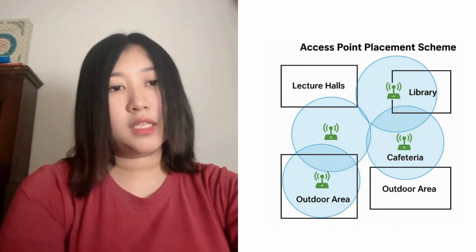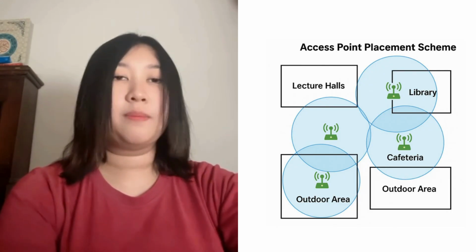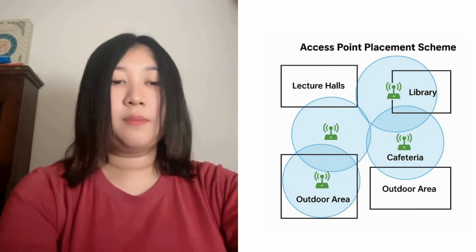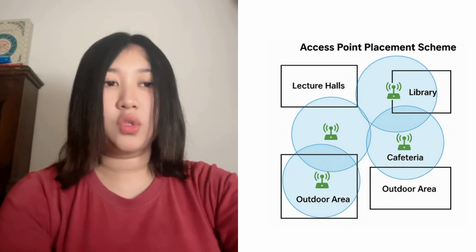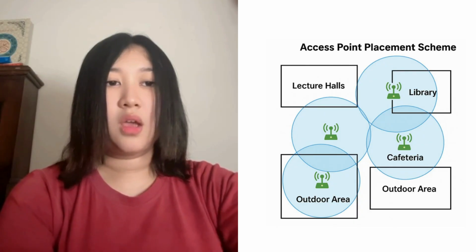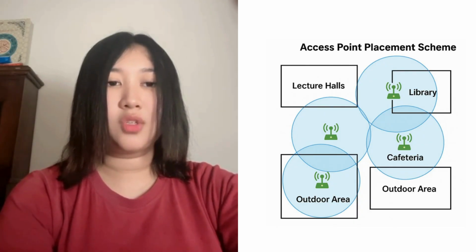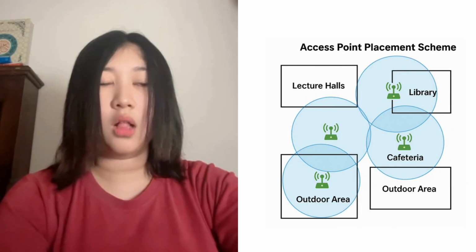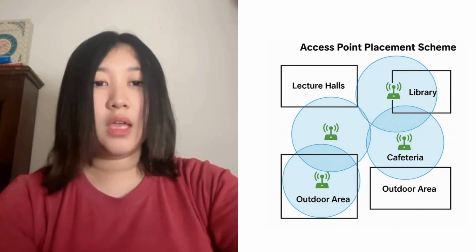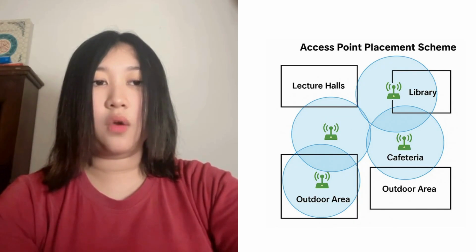Design a simple access point placement scheme on campus for optimal coverage. A simple access point placement scheme should consider high traffic areas, building structure, and potential sources of signal interference. Access points should be strategically placed in lecture halls, the library, the cafeteria, and common areas where students and faculty often gather.